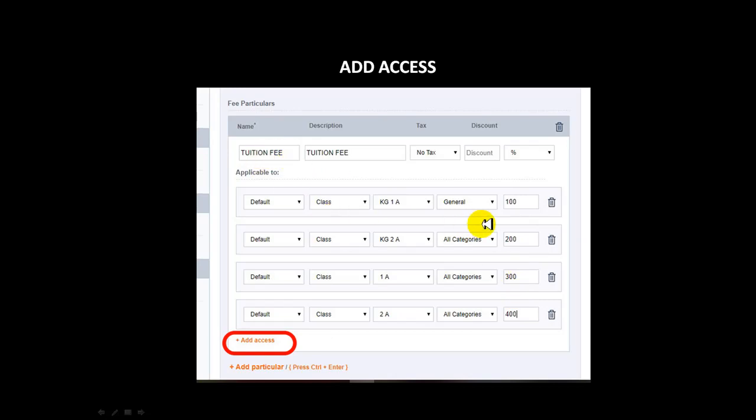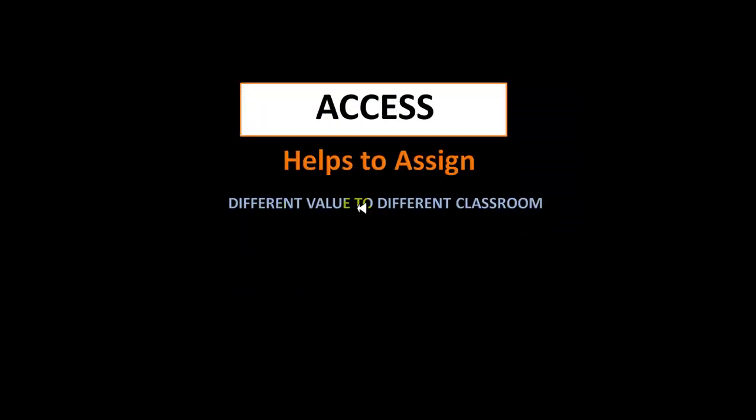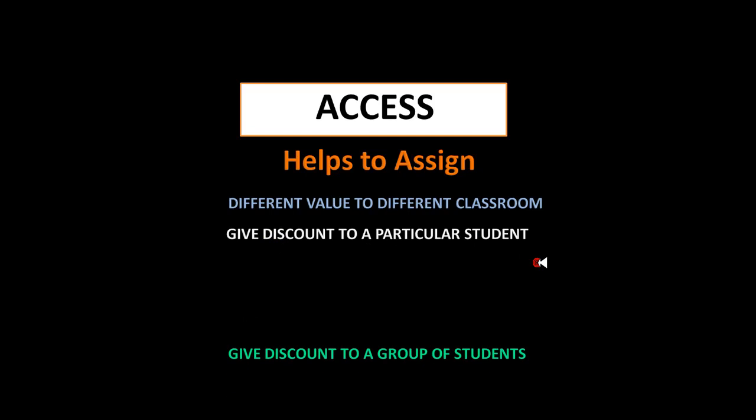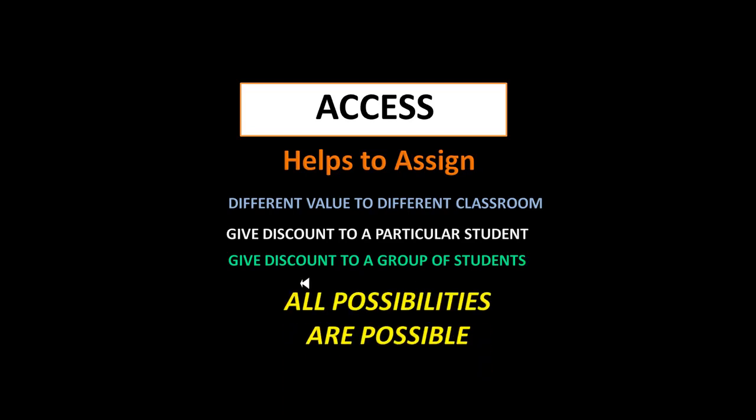So for tuition fee, for KG1A it's 100 rupees, for KG2A it's 200 rupees, for class 1A 300 rupees, and for class 2A it's 400 rupees. This helps you to assign different values to different classrooms with the help of add access. It also helps you to give a discount to a particular student, or make it free if they are BPL and receiving some kind of free education. You can also give a discount to a group of students as well. All the possibilities are possible in Smart Pro 2.